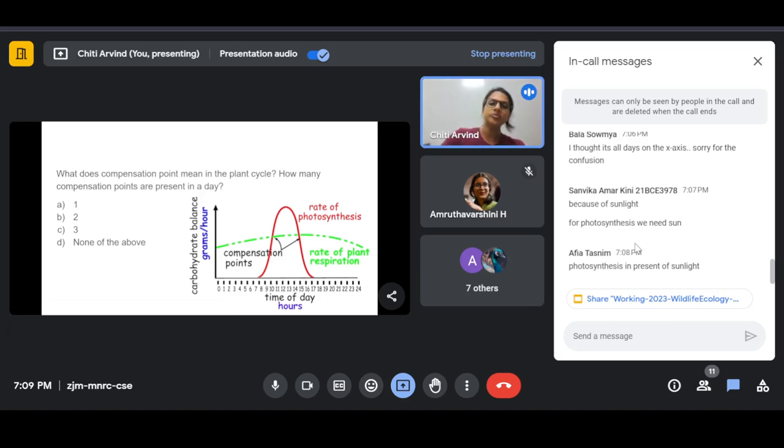So there are two points where this happens, and this happens during the day in the morning, where the rate of photosynthesis exceeds the rate of respiration, and in the evening when your rate of photosynthesis decreases from the rate of respiration, right? So there are two points where they intersect each other, and this is known as your compensation point. I hope this is clear to everyone.